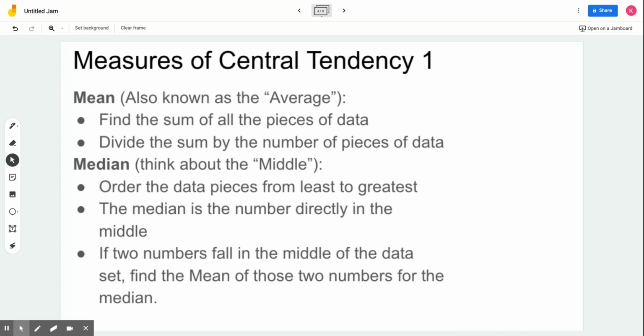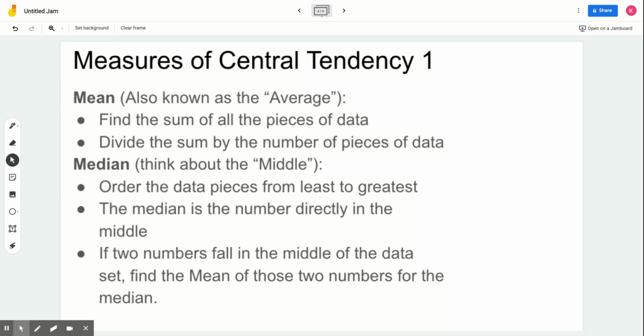To find the mean, we find the sum of all the pieces of data. So we add them all together. Then we divide them by the number of pieces of data there were. So for instance, if we have 10 numbers, we add the 10 numbers and then divide by 10, since that's how many numbers we had.